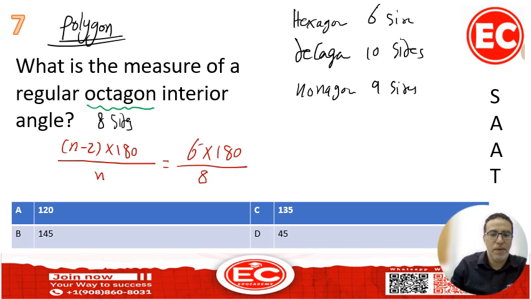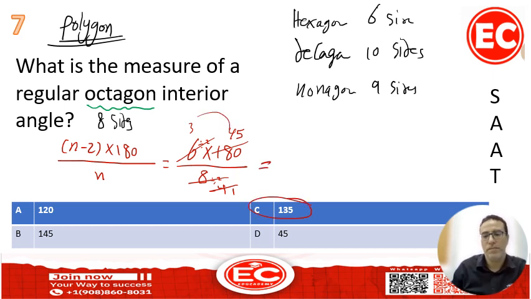I can divide the top by 2, it gives me 3. Divided by 2 at the bottom, it gives me 4. Divided by 4, it gives me 1. Divided by 4, it gives me 45. 3 multiplied by 45 is 135. This is one of the methods, and there is another method, if you want to follow it, in the explanation of the polygon on my channel.